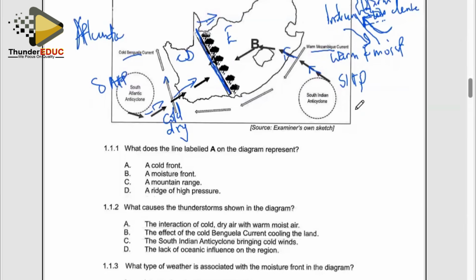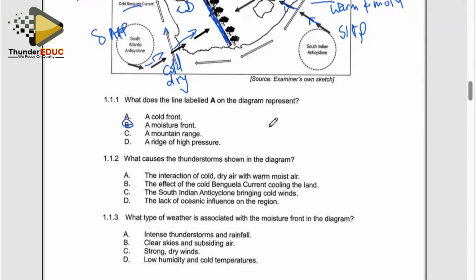The first question is saying, what does the line labeled A on the diagram represent? The line which is labeled A on the diagram. Whenever I'm talking about this line here, this blue line that I have indicated here, I have explained what kind of a line it is. It is called a moisture front. We call this a moisture front.